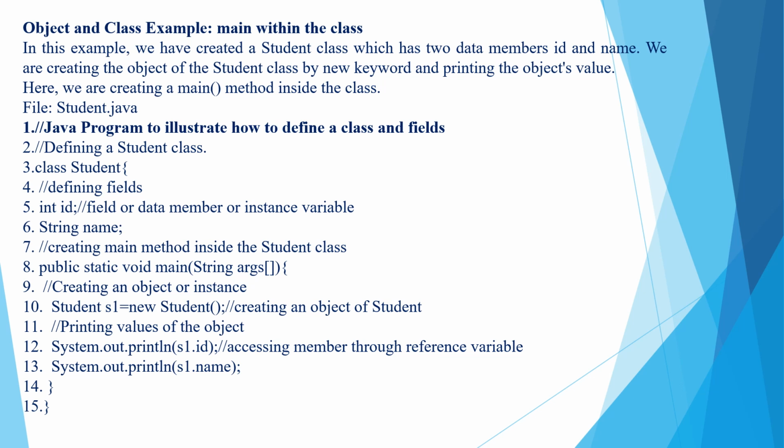Now, how do we print the values of this object? We use the print statement. System.out.println is a statement in Java used for printing. Within that we have s1.id. We access these members with the help of the object. So s1 is the object, dot, and the field name is id, which will print the value. Then to print the name, System.out.println(s1.name). The output will be the ID and the name. For example, if ID is 1 and name is Janani, the output will be 1 Janani, right?